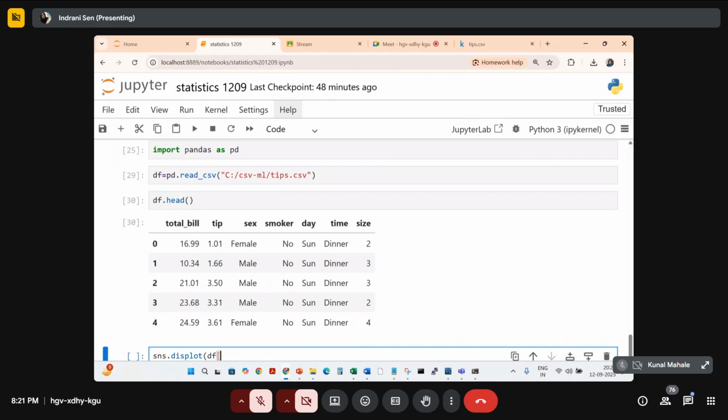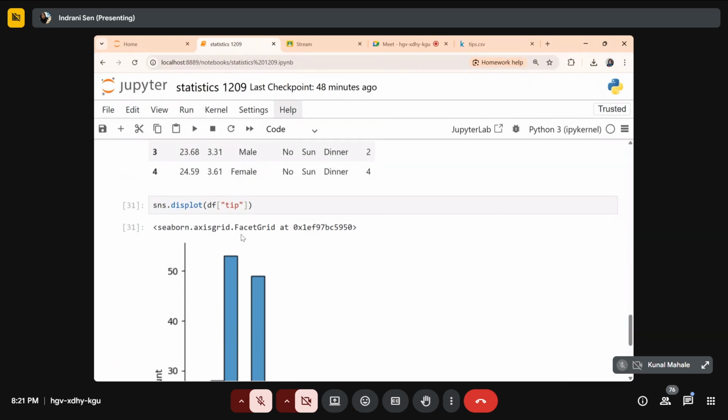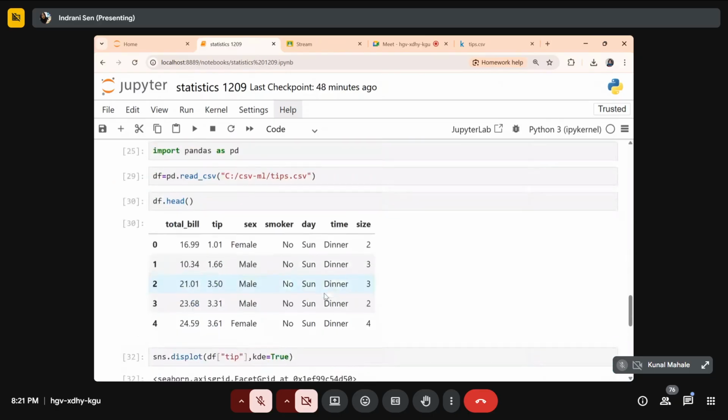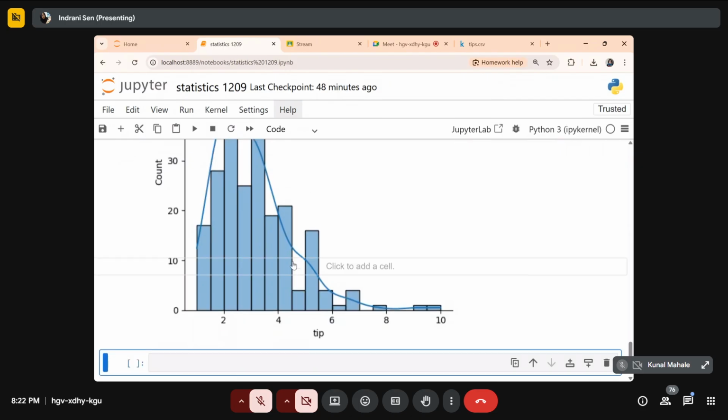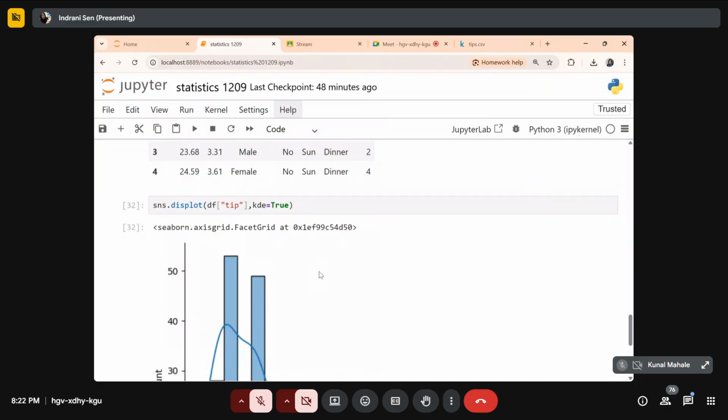We are writing df tip. You can see this is how right skewed. Okay, so you can see the right tail is longer. This is a histogram basically, but you can print the KDE also here. And if you want a KDE plot, this will show you the distribution also. This one shows the skewness. Okay, you can identify that this is right skewed. See the code.